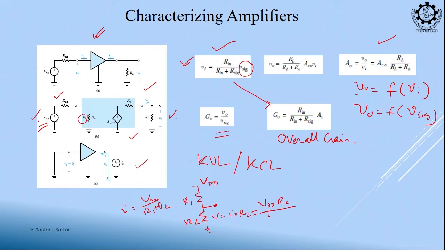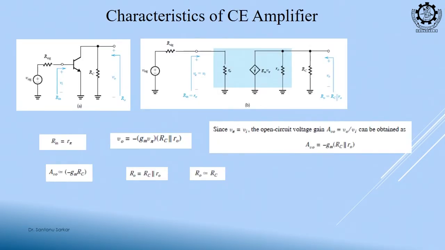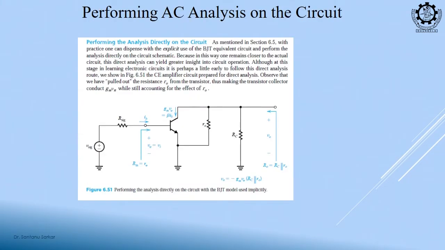VDD into R2 by R1 plus R2. This is used everywhere, you see. Now, we can solve this small signal gain without drawing the small signal equivalent model. On this circuit itself, we can also solve this. When you gain confidence, then rather than drawing the equivalent circuit, you can directly solve this on the circuit by performing AC analysis on the circuit directly.